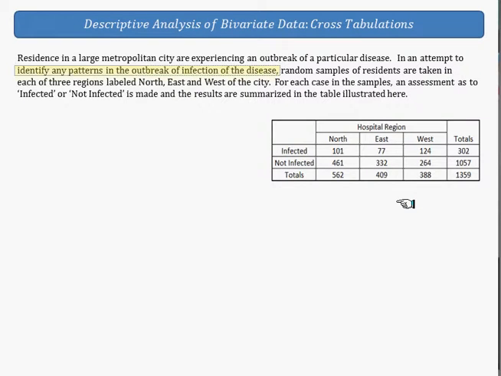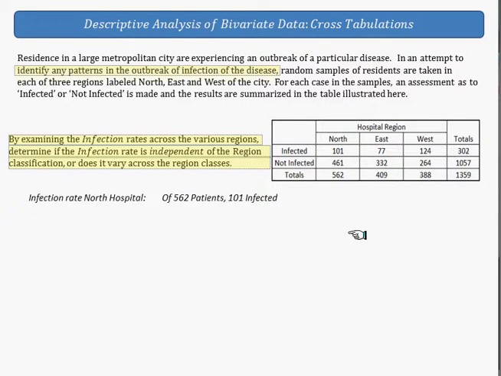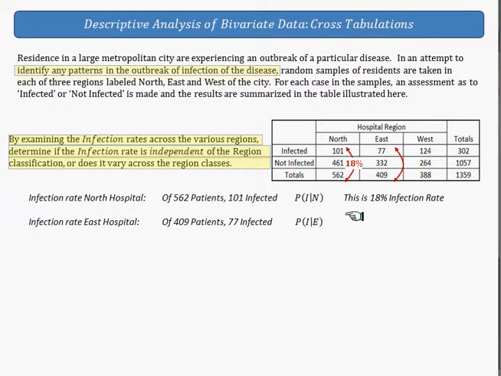Now our next example involves a hospital region where there's a number of people infected and non-infected admitted, and we want to see if there's a pattern here across the regions. In the North Hospital, 101 out of 562 patients reported infected, giving rise to an 18% infection rate. In the East Hospital, 77 out of 409. Note that notation here, an 18% infection rate, 18.8. Now this is conditional probability.